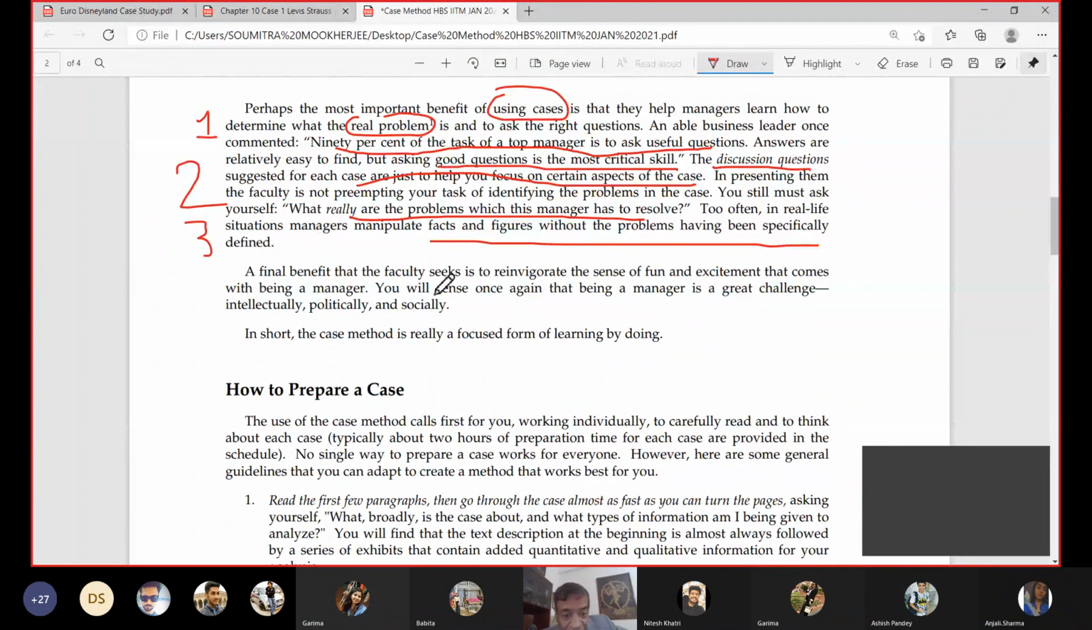A final benefit that the faculty seeks to invigorate is the sense of fun and excitement that comes with being a manager. You will sense once again that being a manager is a great challenge, intellectually, politically, and in terms of solutions. So in short, the case method is a way of learning by doing, not learning by listening or looking at theories, but by doing. Ask yourself questions, refer to the discussion questions, see what the problems are. In a group, thrash out what solutions there could be, and then try and find out how these problems can be resolved.